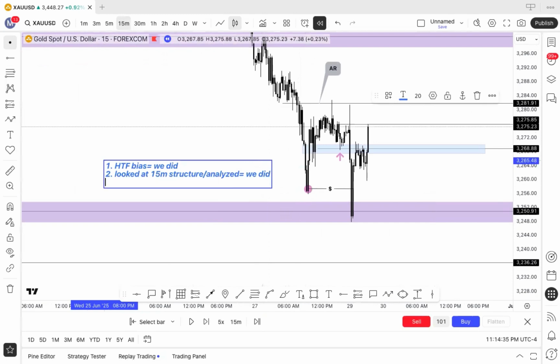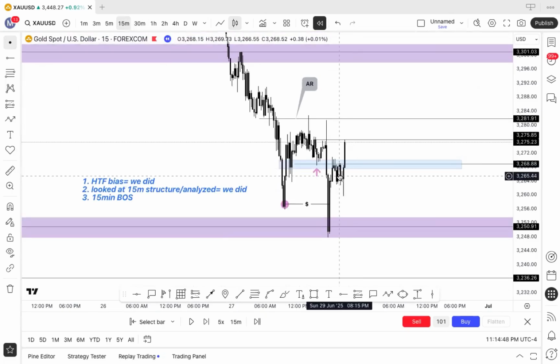Beautiful, right? For entry confirmations, I want a break of structure. I told you guys a break of structure slash retest is how I get in. So I need a 15-minute break of structure. That is my rule. So until the 15-minute breaks, I am not getting in.